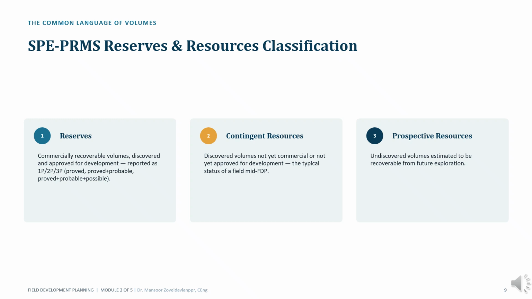The second category is contingent resources. These are discovered volumes that are not yet considered commercially recoverable or have not yet reached development approval. This is often where a field sits during much of the FDP process. The third category is prospective resources. These are estimated volumes associated with undiscovered accumulations and future exploration opportunities. The important distinction is that reserves have both technical confidence and a pathway to commercial development, while resources still require additional work before they can move into the reserves category.